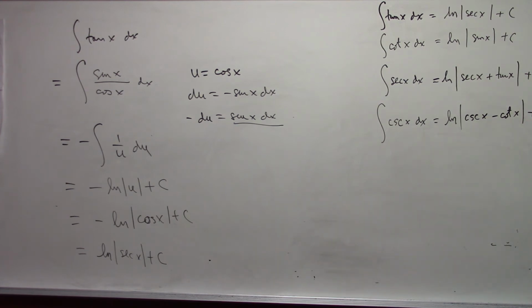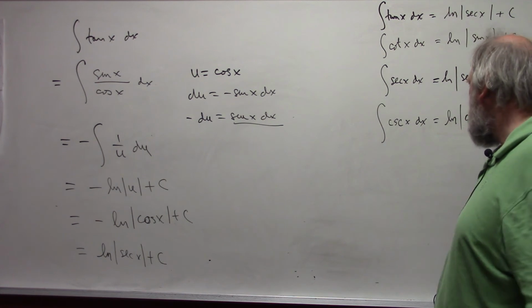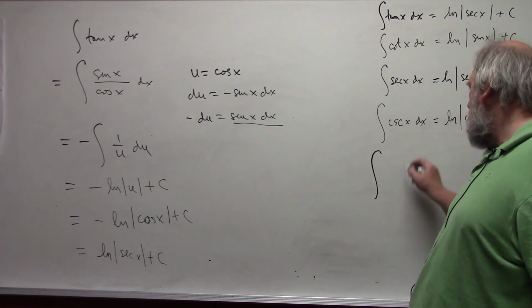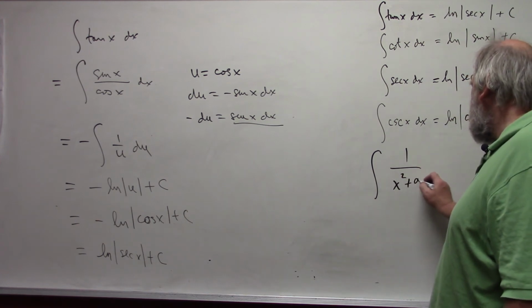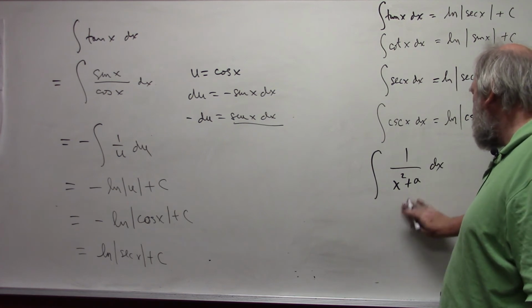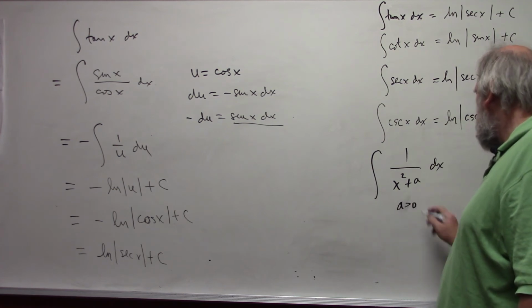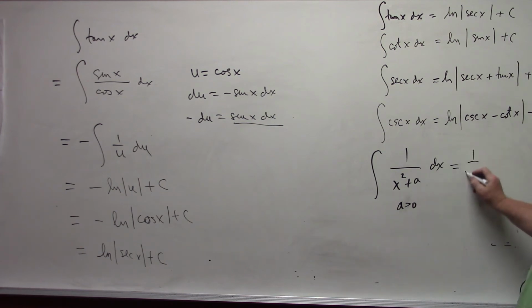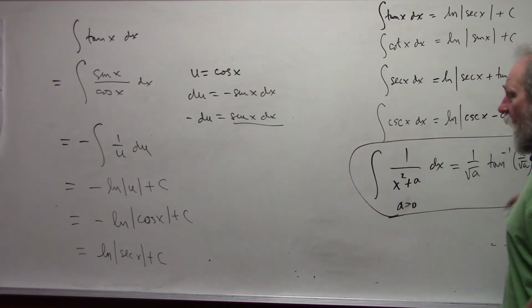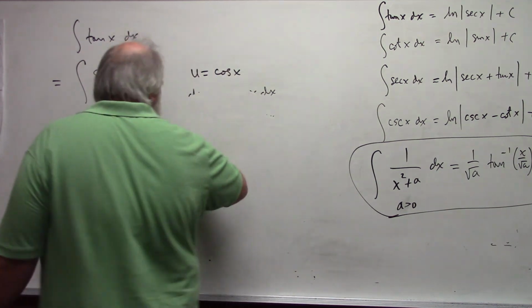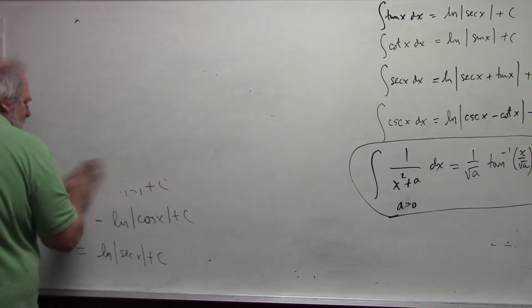We can also extend the antiderivative that gives us arctan. If I have the antiderivative of 1 over x squared plus a, where a is greater than 0, this is equal to 1 over the square root of a arctan of x over the square root of a plus c. This last one I am going to derive, and we'll see why that actually works, but I'm going to give you what it's going to come out to be first.